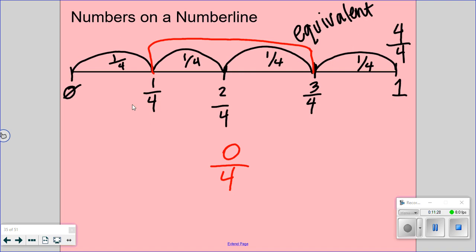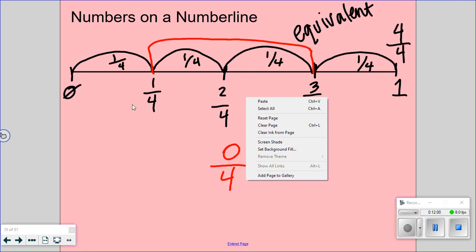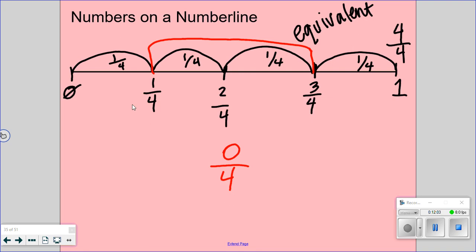Think about what that means. What does 0/4 mean in English? Lydia, what do you think 0/4 means in English? Like, oh, if I had 4 slices of pizza, I ate 0 of them. Beautiful. Lydia had 4 pieces. That's where that fourth comes from. But she ate 0 of them.